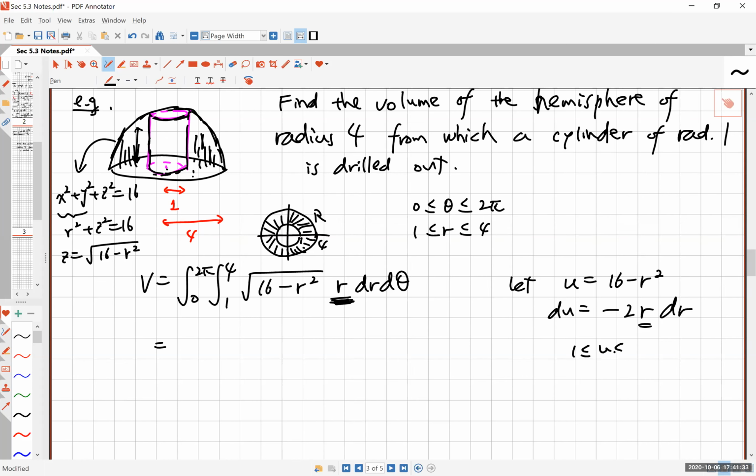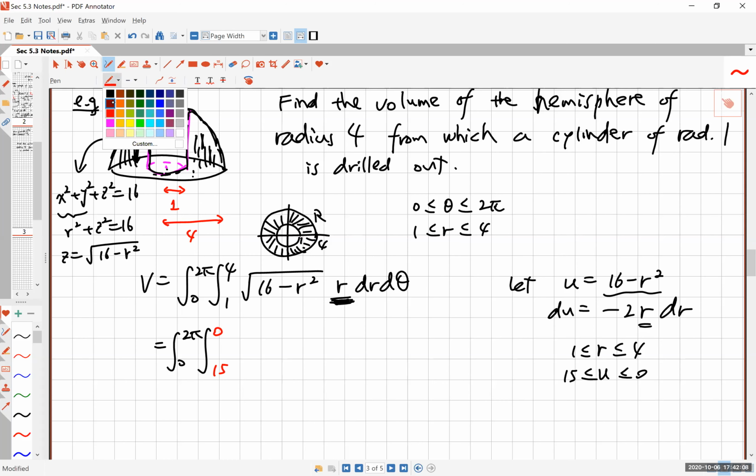And by the way, as u goes from 4 to 1, right? So u goes from 4 to 1, sorry, 1 to 4. No, u doesn't go from 1 to 4. r goes from 1 to 4. And u, well, when r is 1, then u is 15. Remember, it's 16 minus 1 squared. And then when r is 4, u becomes 0. Okay, so these are the new bounds you have to consider. Every time I have a new bound, I try to put them in different colors. See that? Okay. And then the rest is going to be different too, because this is u to the 1/2.